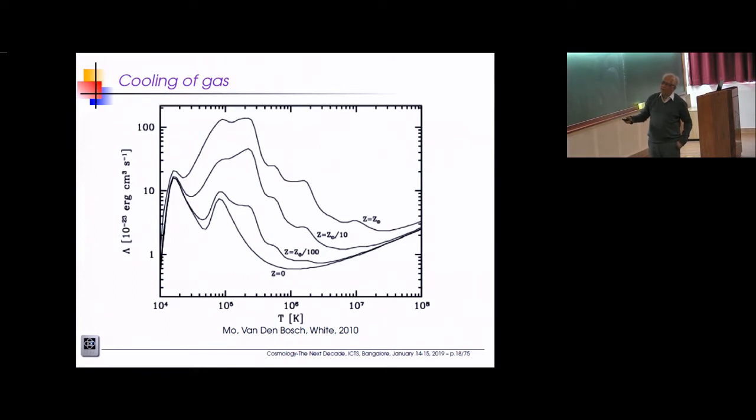But if you want to consider some enriched gas, for example, Z equal to Z sun, which is today's solar abundance, then the cooling gets drastically enhanced.